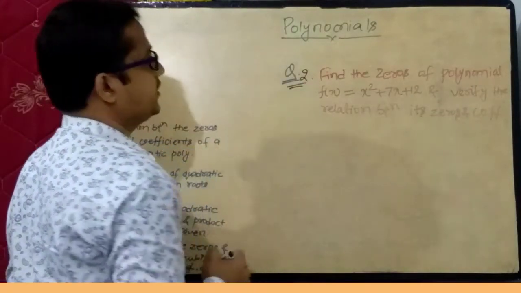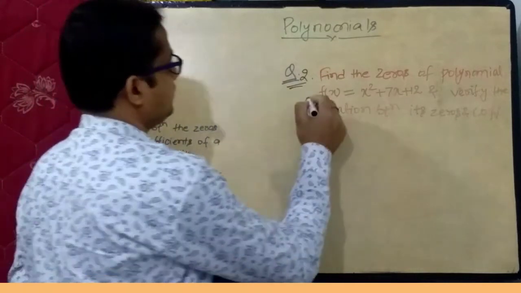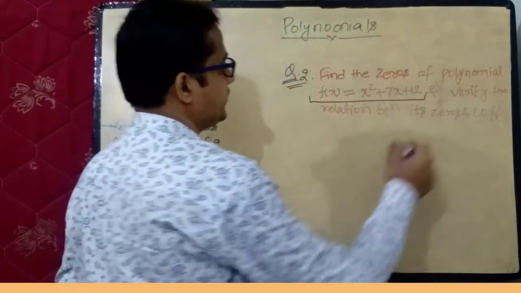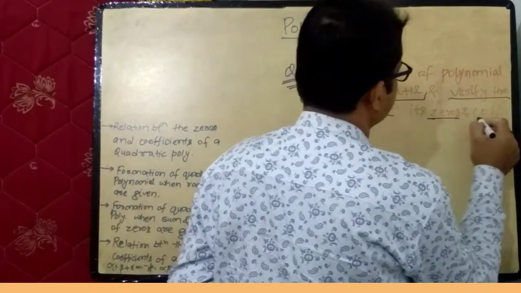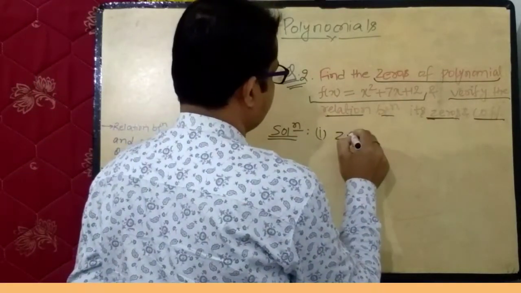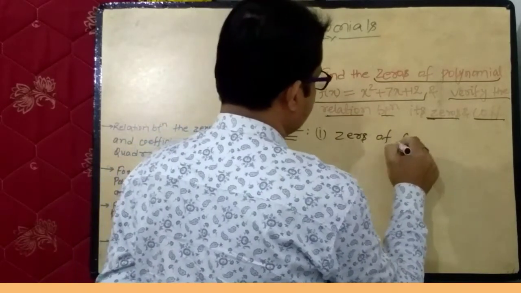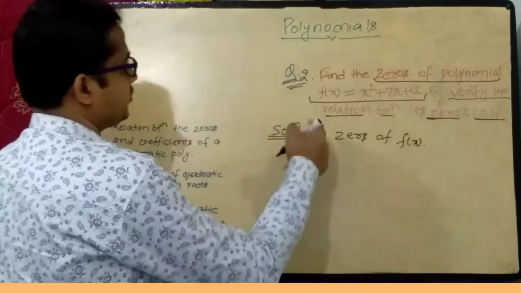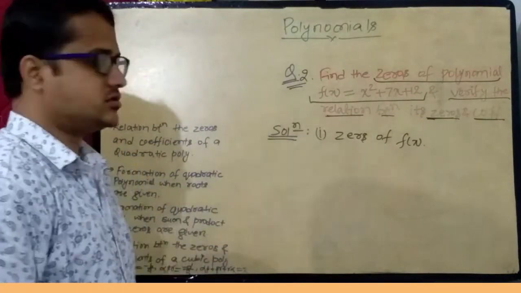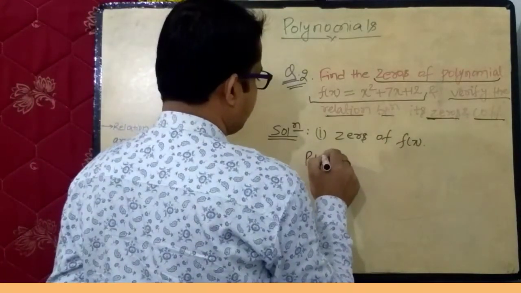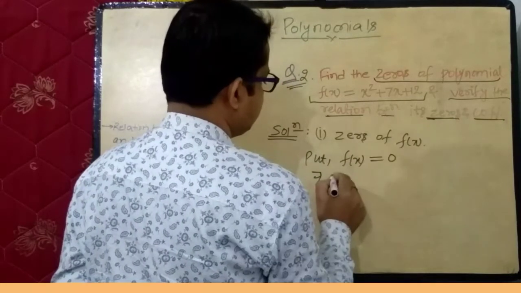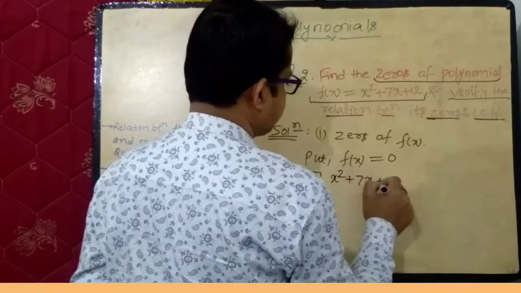This is question number 2. Find the zeros of polynomial f of x equals x square add up 7x add up 12 and verify the relation between its zeros and coefficients. Then the first problem is to find out the zeros of f of x. In order to find the zeros of this polynomial f of x, put this polynomial equals 0. That is, put f of x equals 0, where f of x is x square add up 7x add up 12 equals 0.